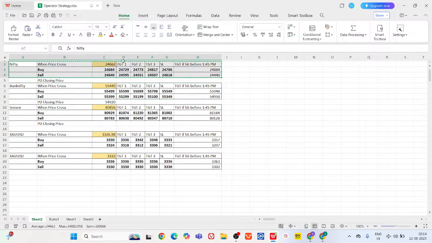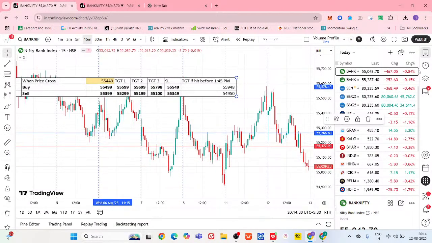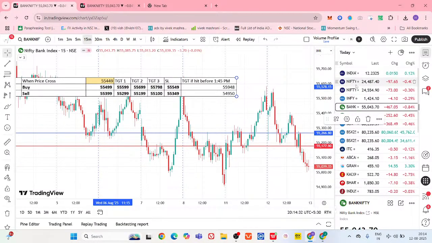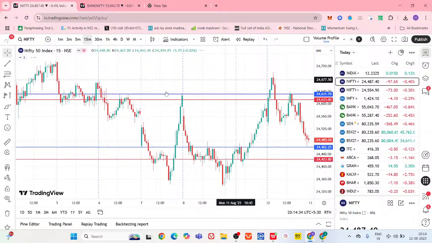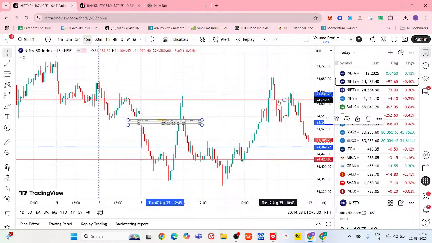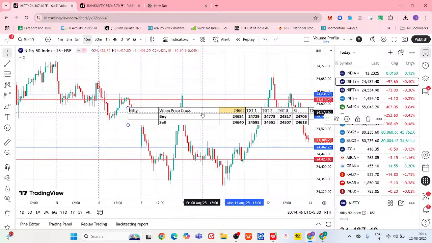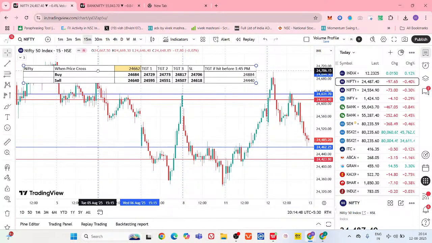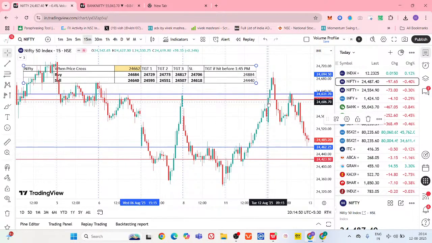So 24662 is the Nifty closing. Okay, let me show you that as well. So we will see whether it worked. Okay. So what is 10 o'clock? 24662, you can see on the top, I think. Okay, so what has it given? This is 10 o'clock. We can even take the first 5 minutes candle.